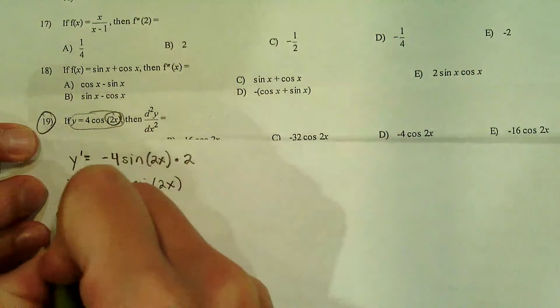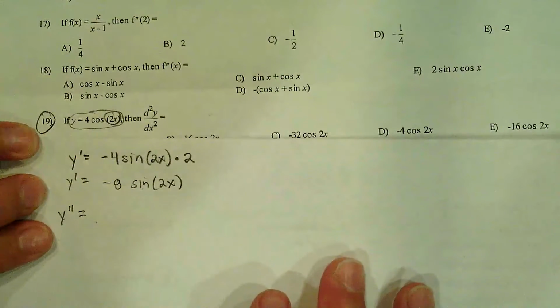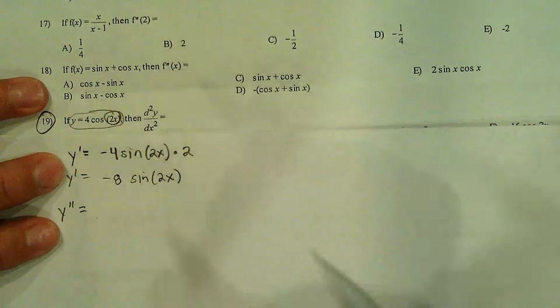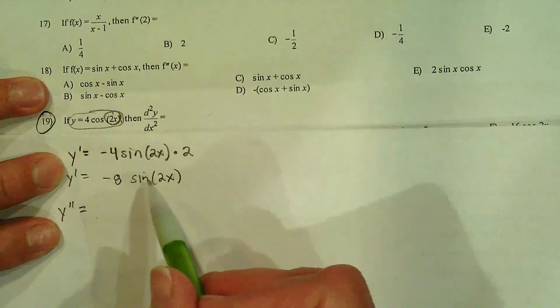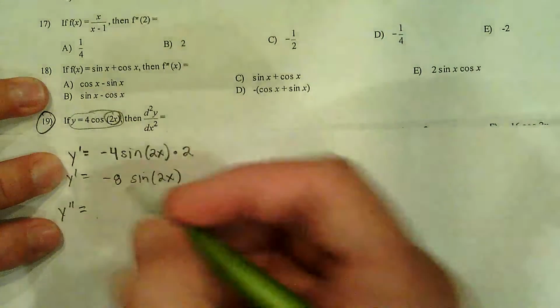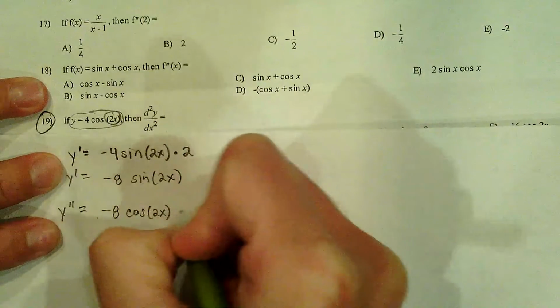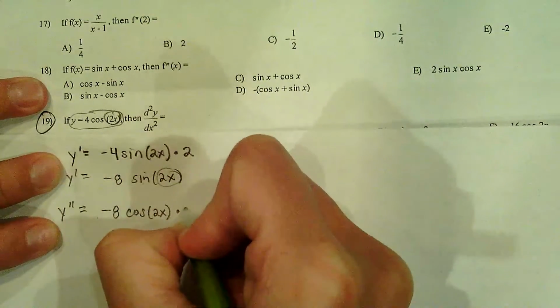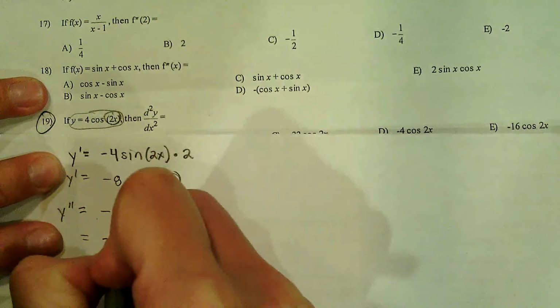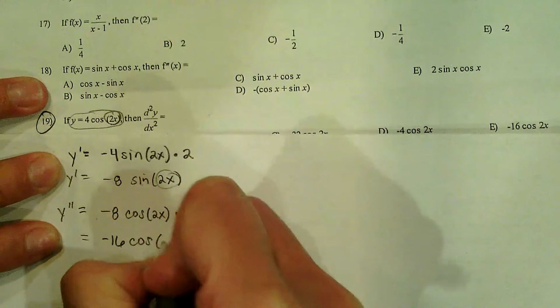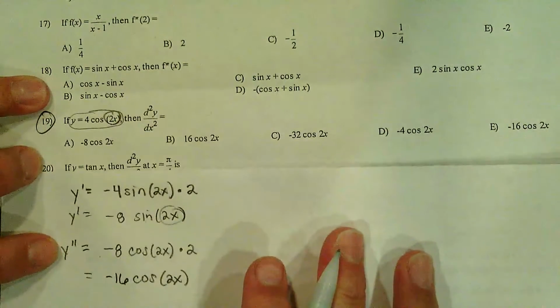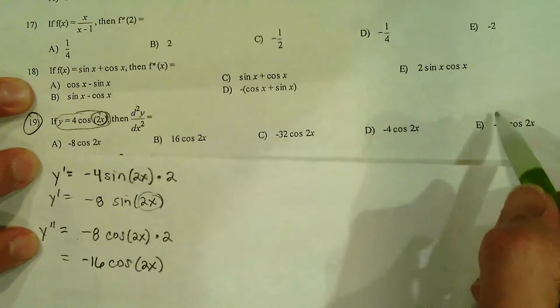Second derivative. Again, just a basic chain rule. So the derivative of sine is cosine. So this initially becomes just negative 8 cosine of 2x, but a chain because times the derivative of what's inside, so times the 2. So it's a negative 16 cosine of 2x, which is option E.